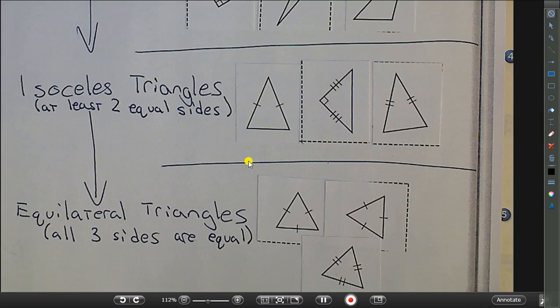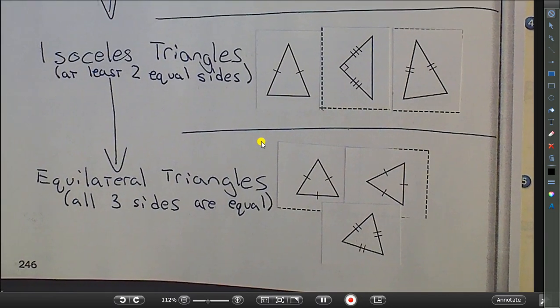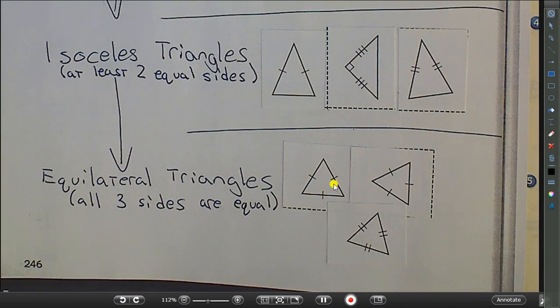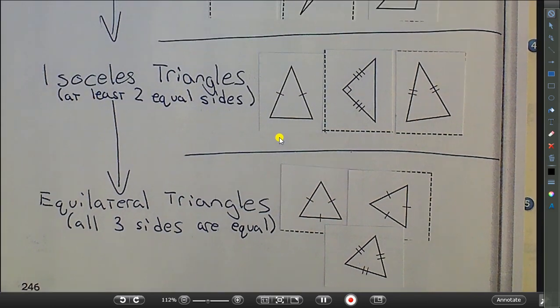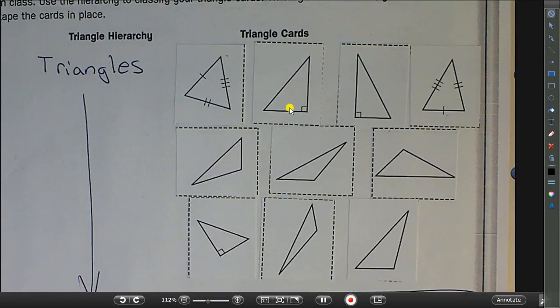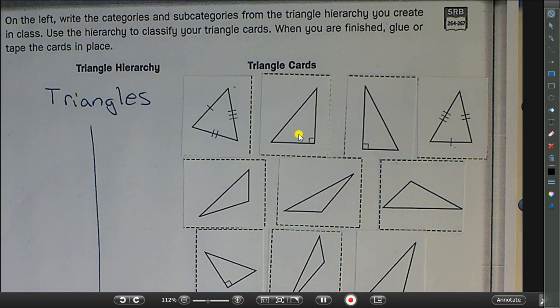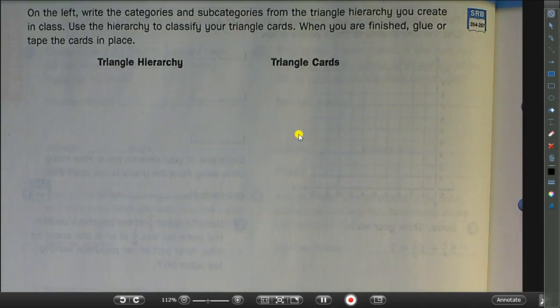Okay, here are the last 2. So again, pause the video if you need to make sure you get those in your book or on your paper or spread around on your desk. I'll give you 5 seconds to pause the video. All right, so hopefully you've now got your triangle hierarchy all fixed so that it's like mine.